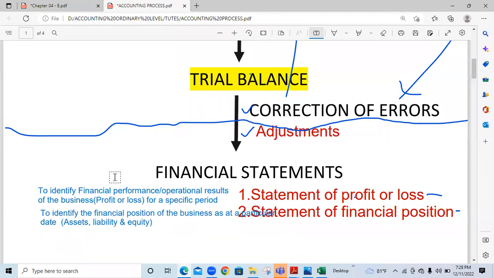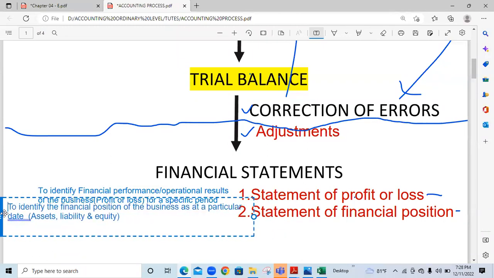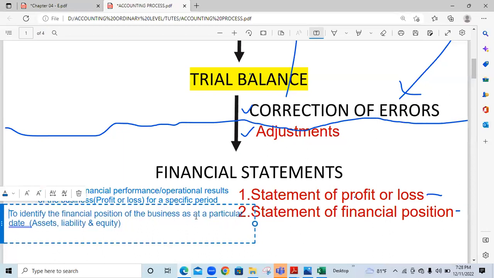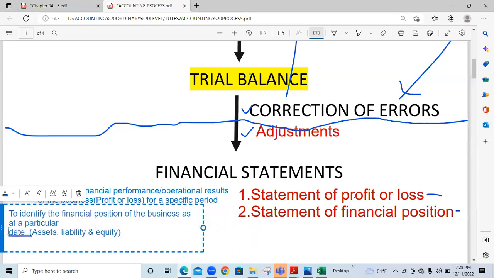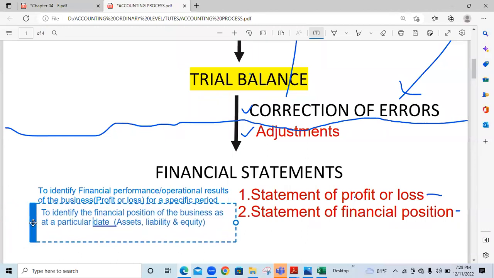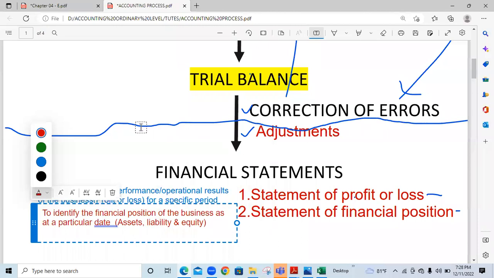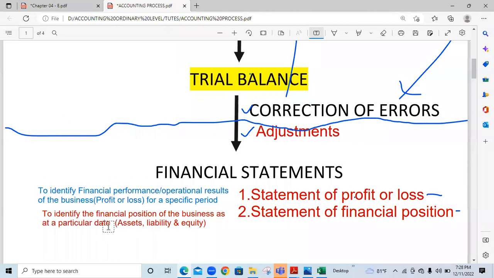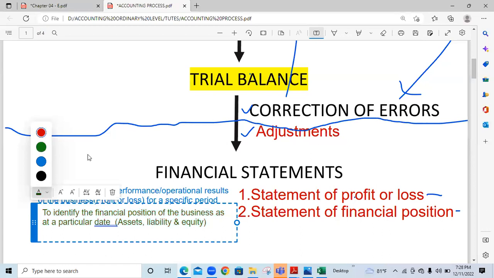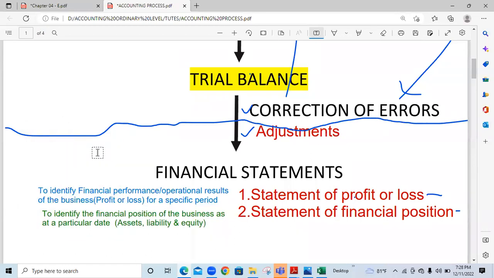So guys, for the statement of financial position, the purpose is to identify the financial position of the business as at a particular date. At a particular date, we want to find out what is the position. While the statement of profit or loss is where you identify the financial performance or operational results for a specific period. Specific period means, let's say, a 12 months period. Are you all done copying?